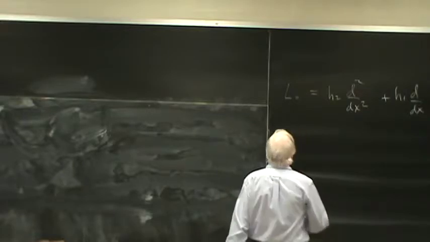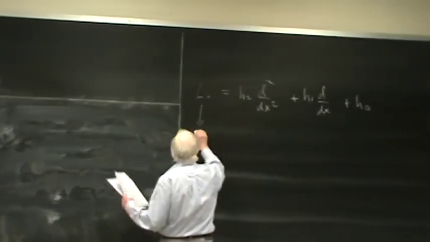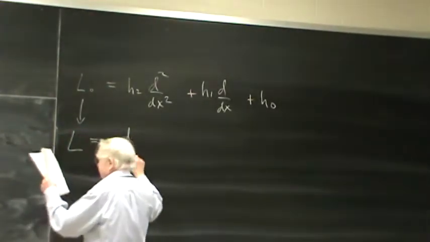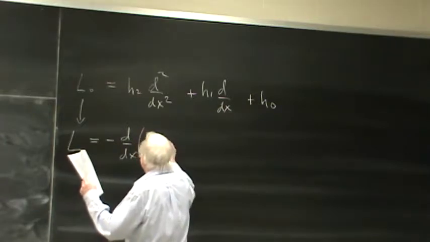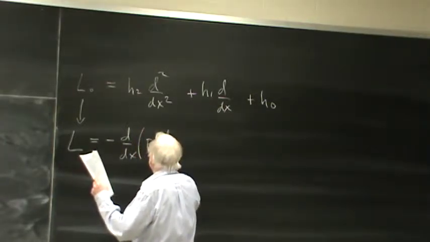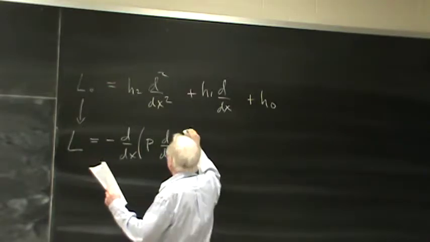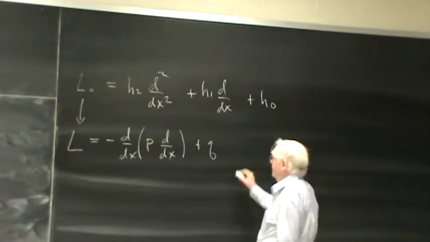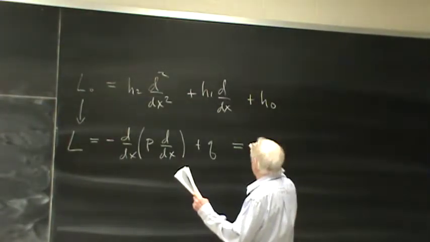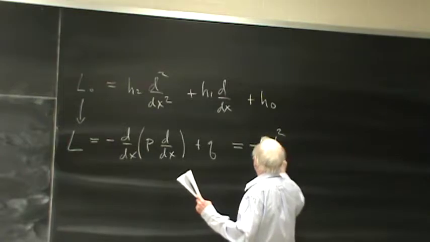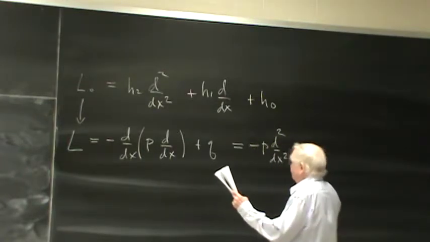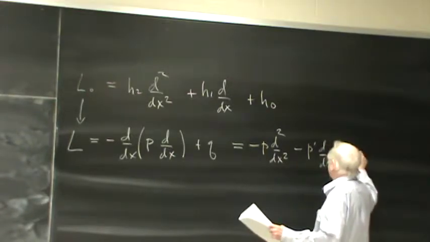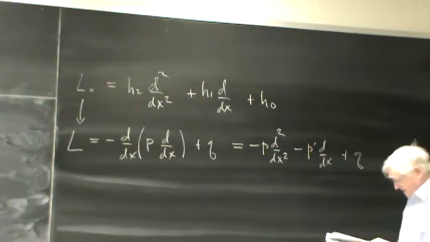And what we want to do is convert it into something that's formally self-adjoint, which is to say minus d by dx of p d by dx, p of x, of course, plus q. Another way of writing this is minus p d2 dx squared minus p prime d dx plus q. So we want to turn L0 into that.